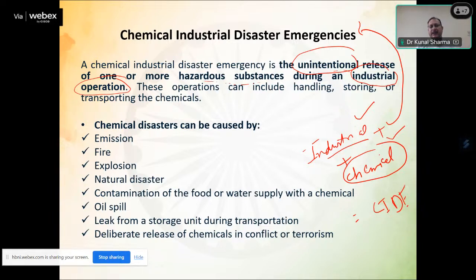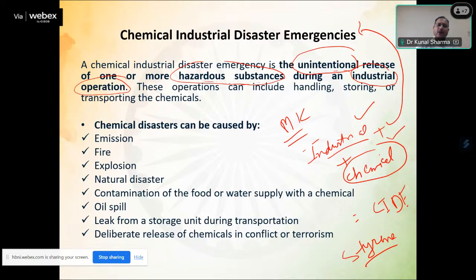See, for example, the Bhopal gas tragedy and the Vizag leakage. Nothing was intentional, as if somebody wanted to attack our country or our infrastructure; it was an unintentional leakage of one or more hazardous substances. In Bhopal, the chemical was methyl isocyanate, MIC, and in the Vizag case the chemical was styrene. It was not meant as an intentional attack, but it got into the atmosphere and created a big problem for the society and the community.